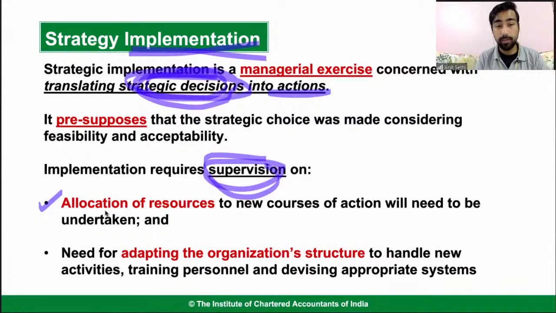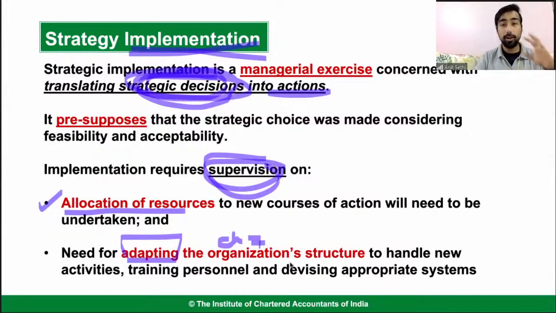Whatever plan has been made, allocation of resources is done on the basis of that plan, and people are adapting to the organizational structure that was created in chapter 7, right? So whatever organizational structure was created, people are adapting to that as well. You're not taking decisions here. Be very careful. You are not taking decisions on allocation of resources and organizational structure. You just have to supervise that what is planned is actually happening in the company, right? That is what implementation is. It is supervision. That is the keyword.